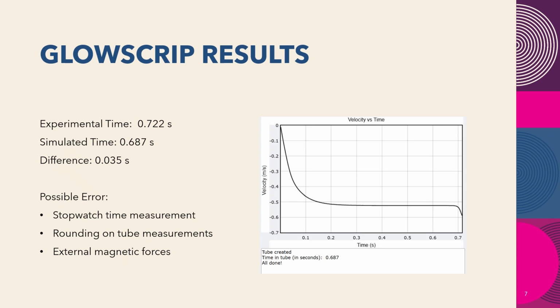Some of the possible errors when conducting this lab could have been that the stopwatch measuring time was inaccurate due to human error, not clicking it fast enough or stopping it fast enough. Then there could also be some rounding errors when measuring the tube for the length and the width and those factors. Any small rounding could possibly cause the calculation to go very far off. And then some other external magnetic forces, not just the earth or the aluminum tube creating flux. If there's anything else in the area, it could have caused the magnet to slow down a little bit more as well.